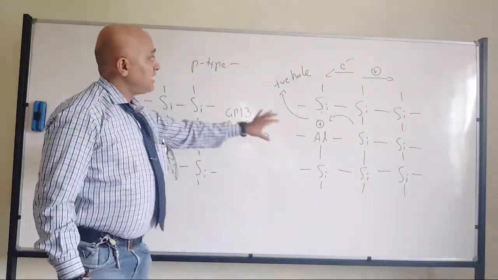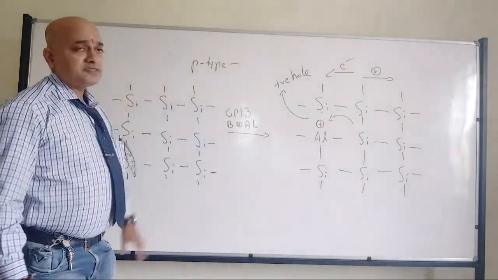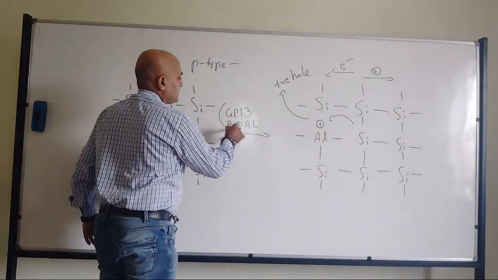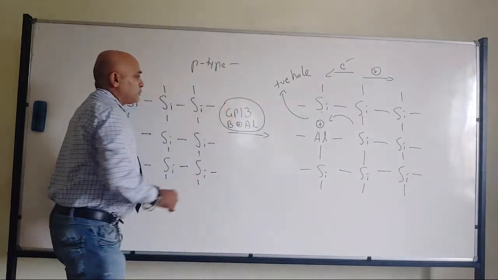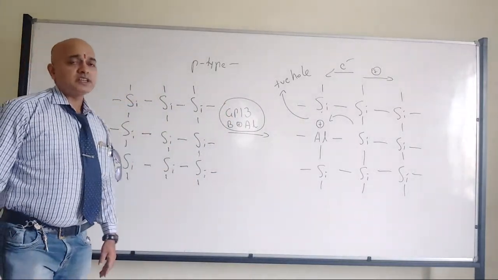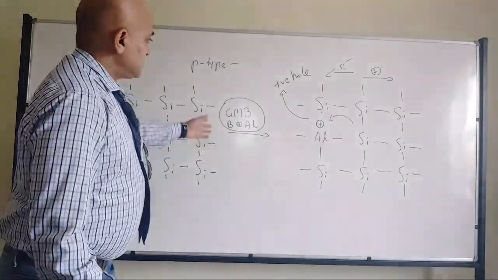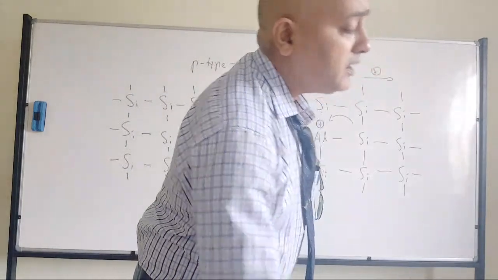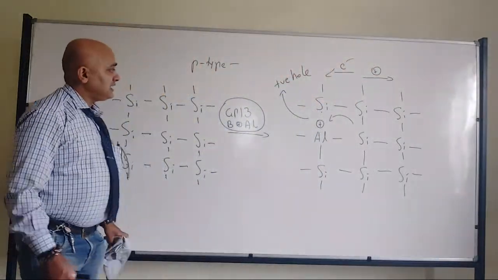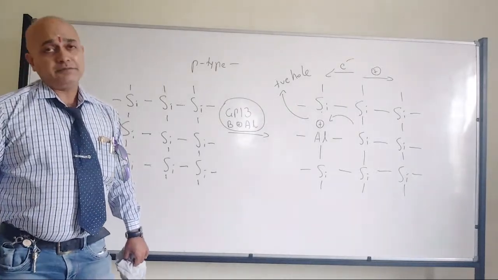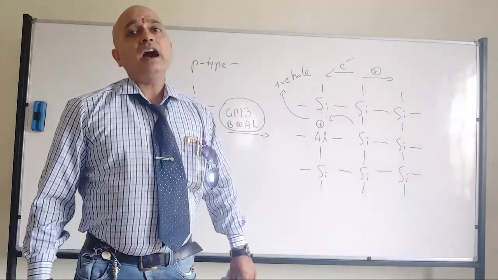Fine. So that's where we have the P type of semiconductors. Very important: P type semiconductors will be formed when a group 14 element, here I have taken silicon, even germanium you can write, is doped with a group 13 element like boron and aluminum.